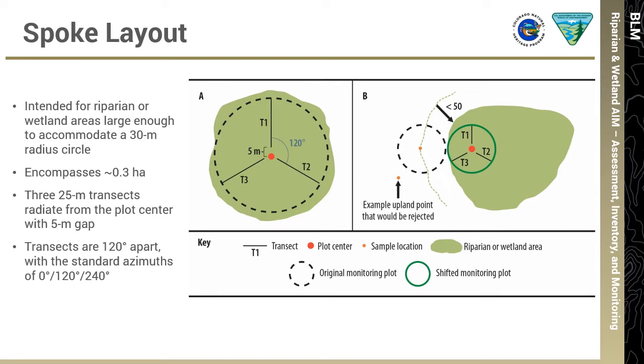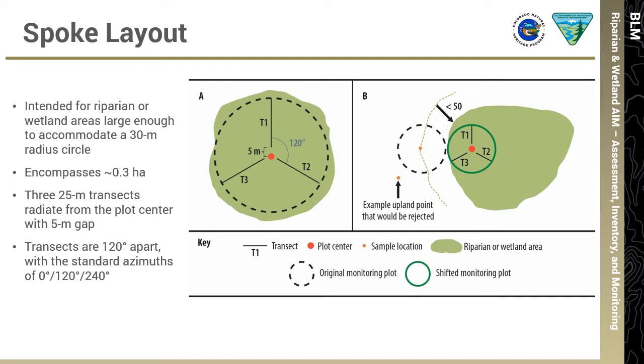I will now walk through each of the 4 plot layout options. First is the spoke layout, which is intended for wetland or riparian areas large enough to accommodate a 30-meter radius circle. The spoke layout encompasses approximately 0.3 hectares or 3,000 square meters. This layout includes 3 25-meter transects that radiate from the plot center with a 5-meter gap.